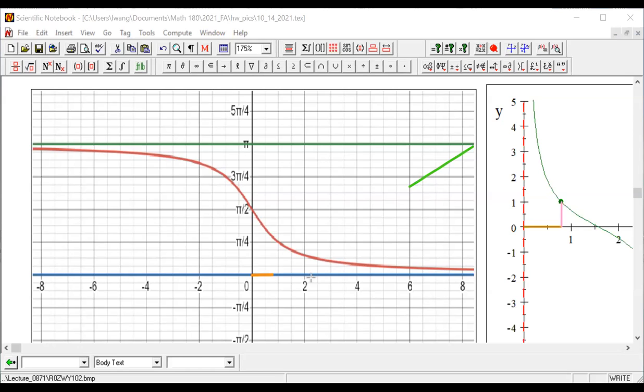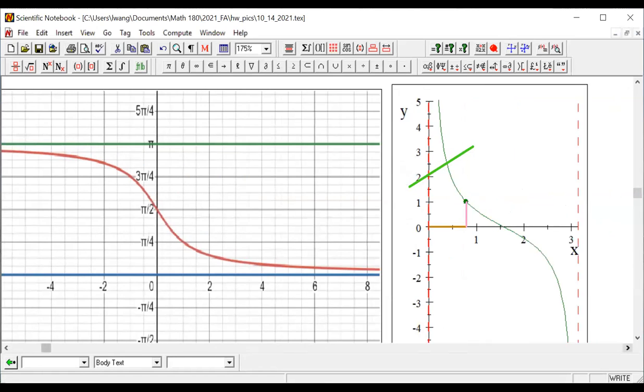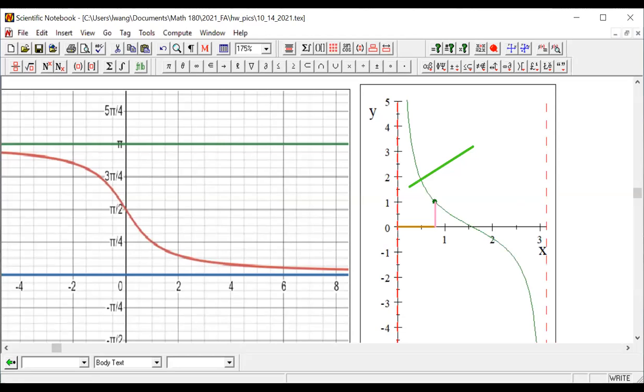Oh no, this is the wrong graph, my bad. This is arc cotangent. The cotangent curve is right here. This is the curve we're looking for. So you just measure that length. It's just approximate.